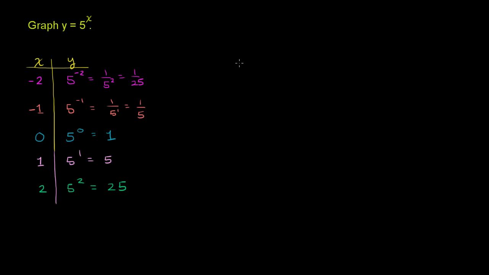So let me get some graph paper going here. My x's go as low as -2, as high as +2, and then my y's go all the way from 1/25 all the way to 25. So I have positive values over here. So let me draw it like this. So this could be my x-axis. And then let's make this my y-axis. Draw it as neatly as I can.